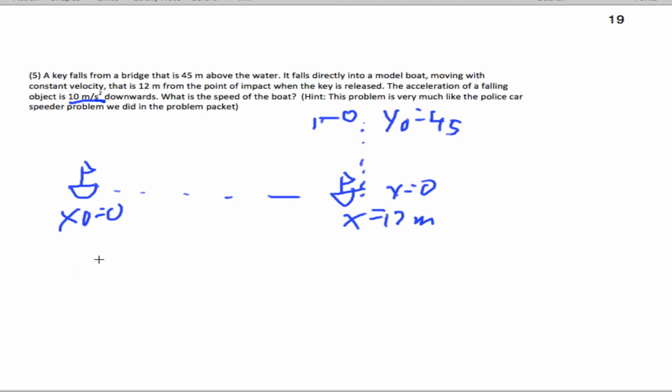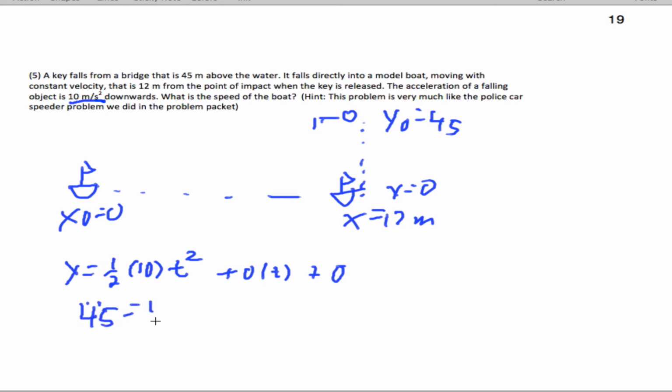So what I can do is I can actually set up an equation for the key that looks like this. y equals 1/2 times 10, and we actually say that downwards is the positive direction. So 1/2 times 10 times t squared in this particular problem, and only for this problem, plus 0t plus 0. And so we basically say that here 45 equals 5 times t squared, because y is 45. And so we're going to simplify and get t equals 3 seconds.